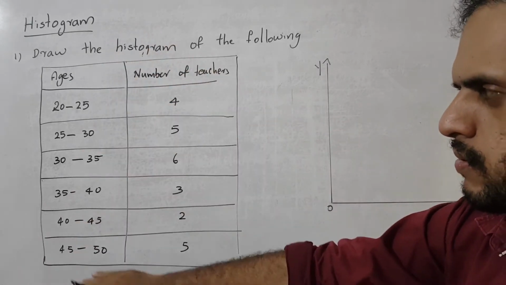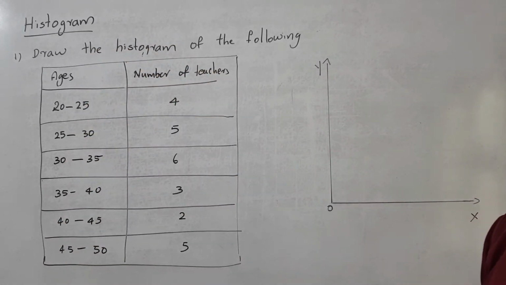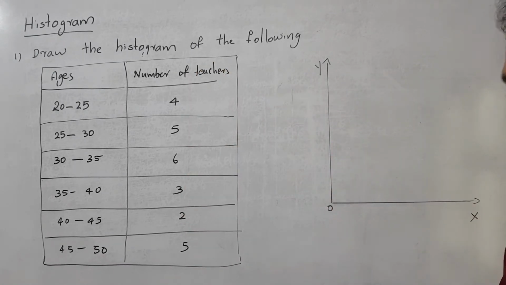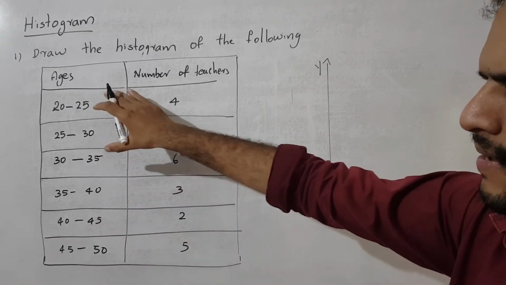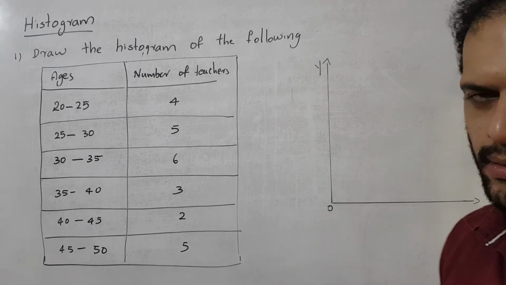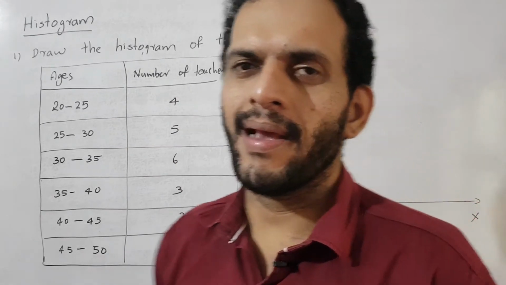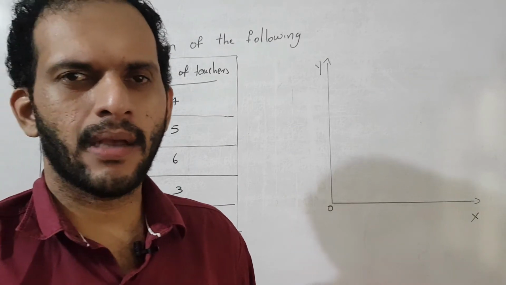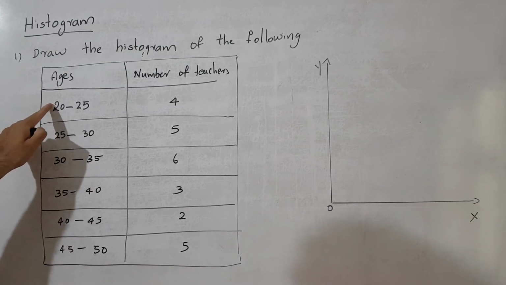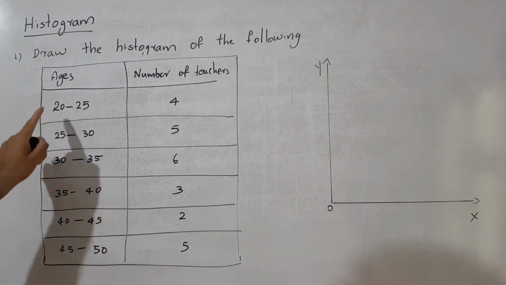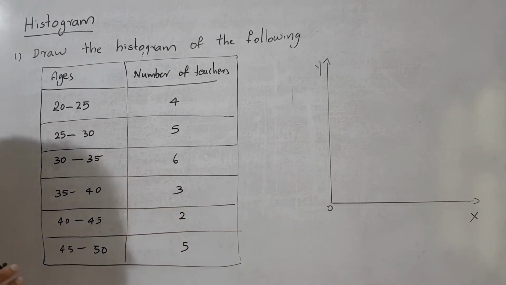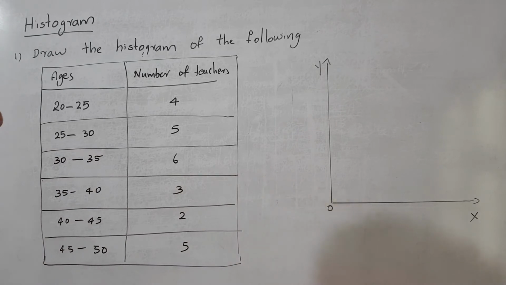We mark the ages, the classes, on the x-axis and the frequencies, the numbers, on the y-axis. There is no change to mark the classes on the x-axis. What is given, we mark directly from that. The first number is 20 and the last number is 50. The class size is 5, so at each 5 distance we mark the numbers from 20 to 50.